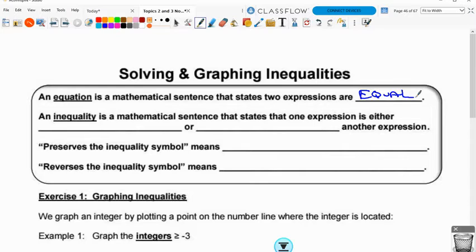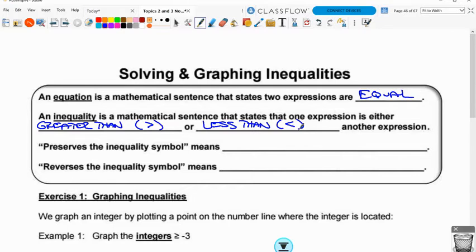An inequality, however, is a mathematical sentence that states that one expression is either greater than, which uses that symbol, or less than, which uses that symbol, another expression. An inequality is a sentence that states that one expression is either greater than or less than another expression.